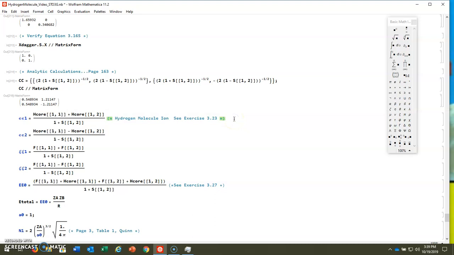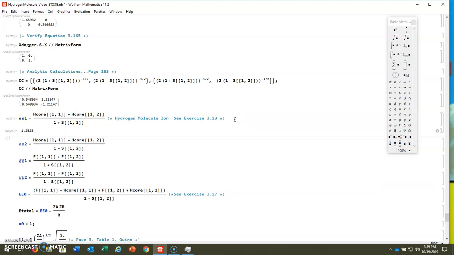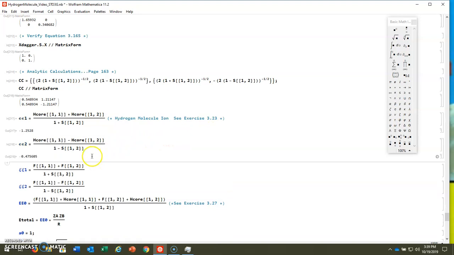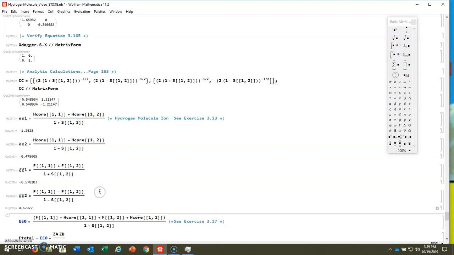Equation 3.23, Szabo and Ostlund. You can actually use the results here to make calculations for the hydrogen molecule ion, the one-electron ionic system. Sure enough, we can do that quite easily. Calculate our orbital energies again using these relationships. Yep, we've seen those before. Those values for the orbital energies, we've seen those a number of times.